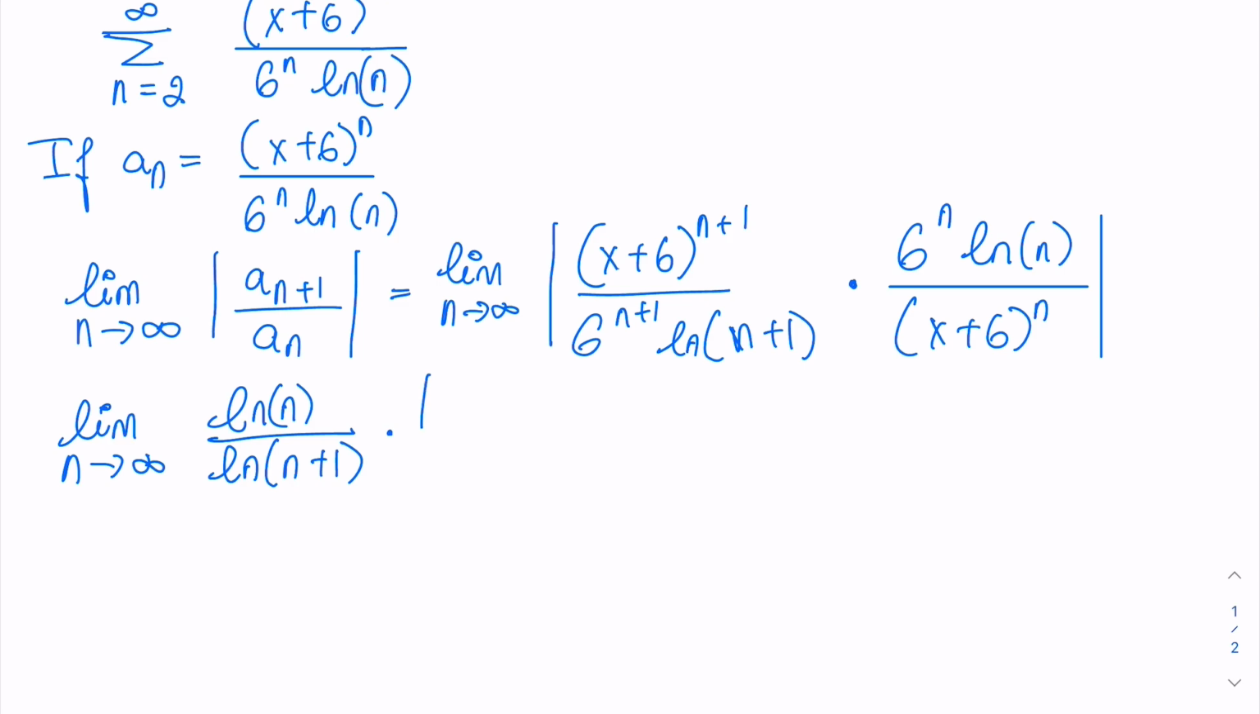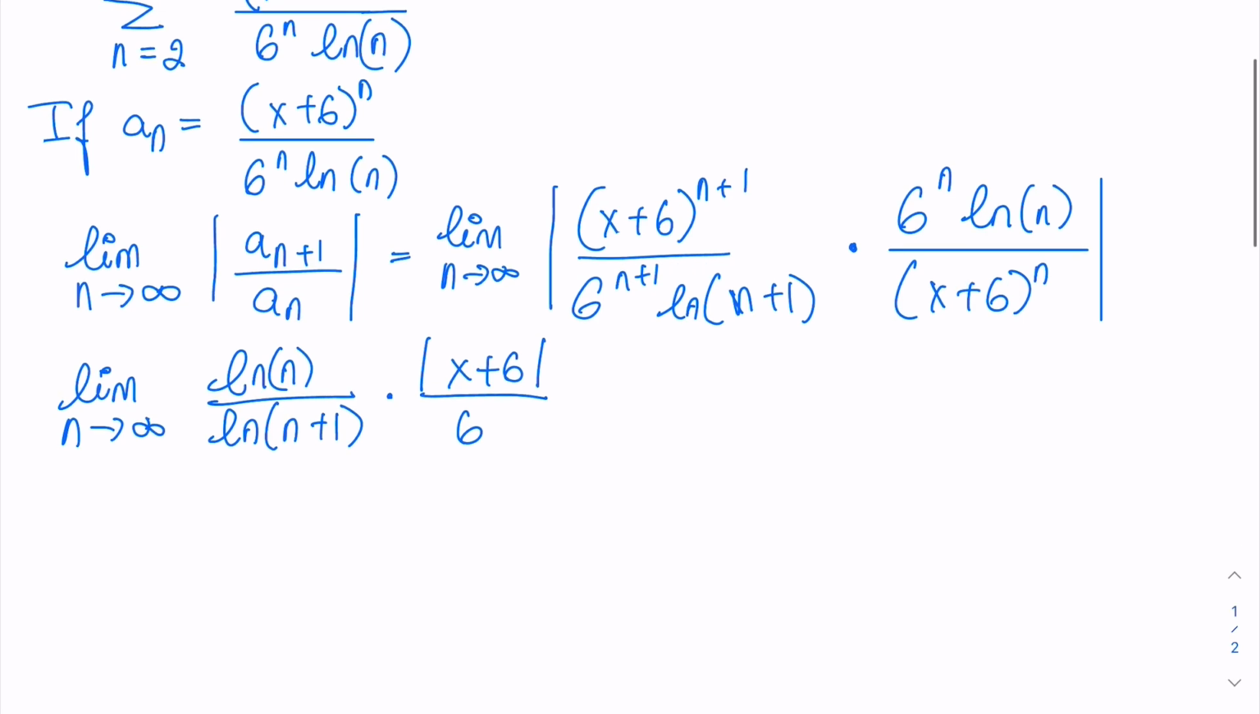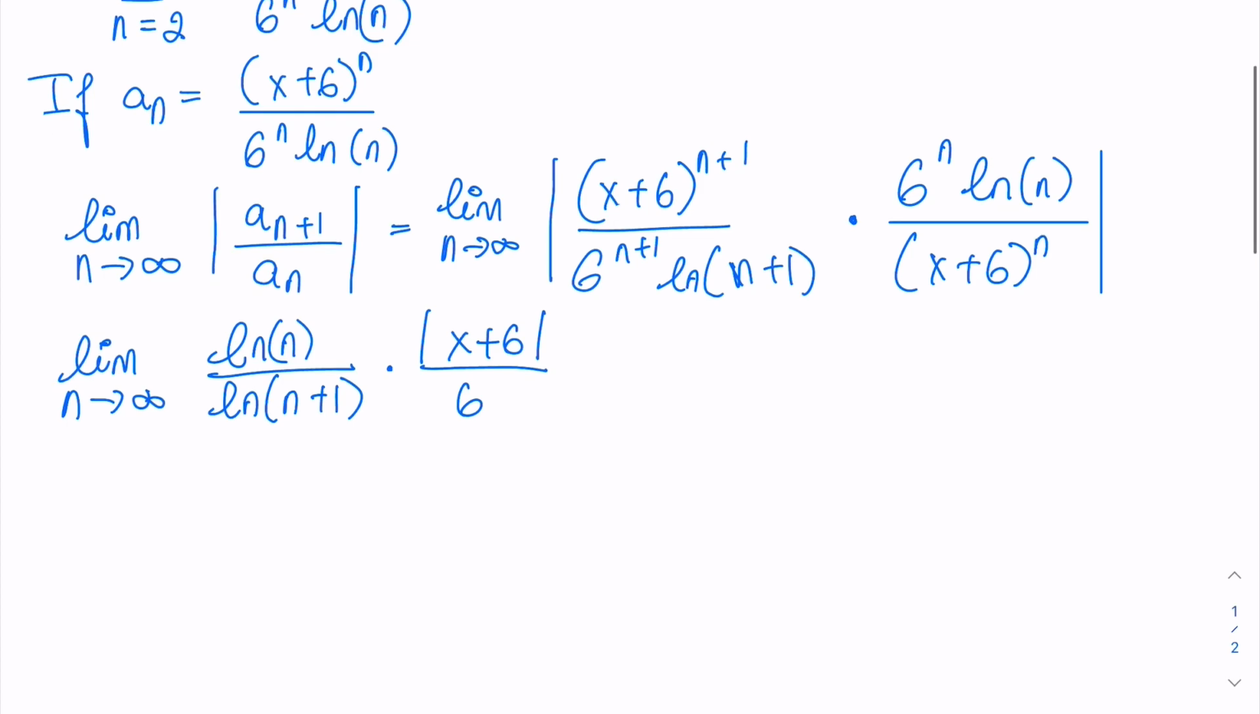Now, the power I can simplify. (x plus 6) over 6. We get to cancel this one, and we're left with just 6. And then we cancel this one with this one, and we're left with x plus 6. Now, we're going to take the limit of that.